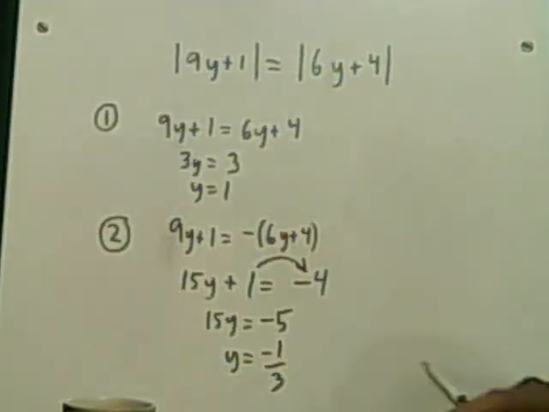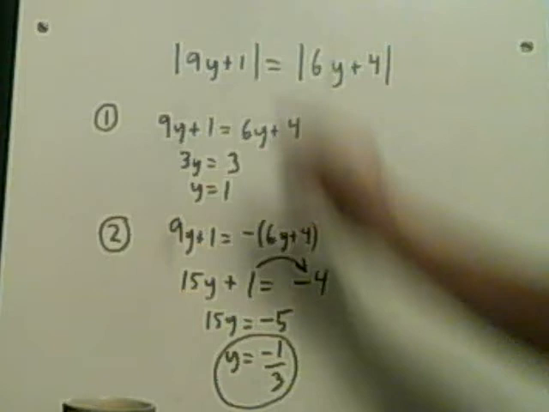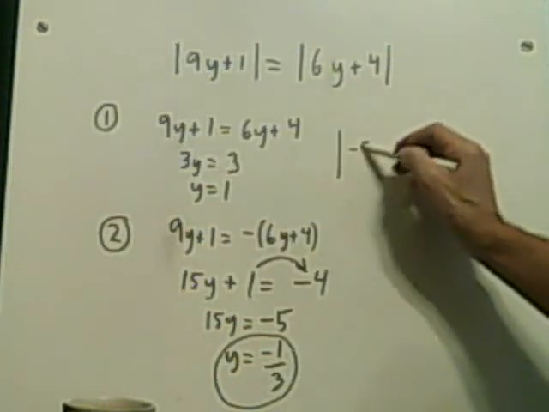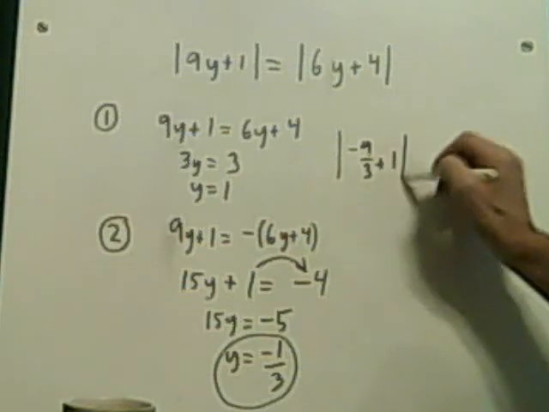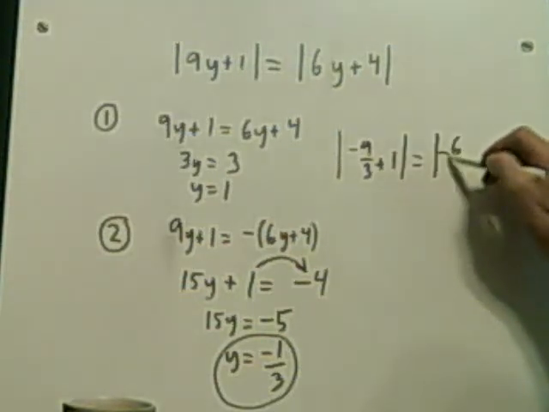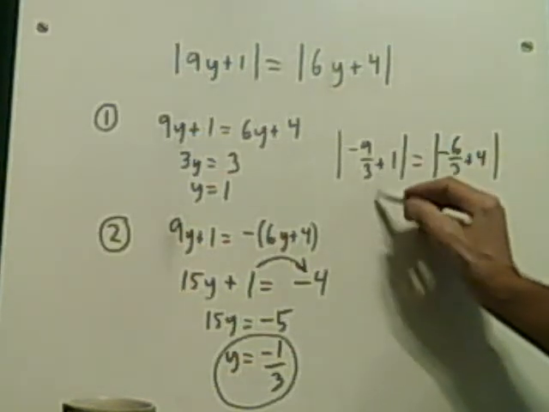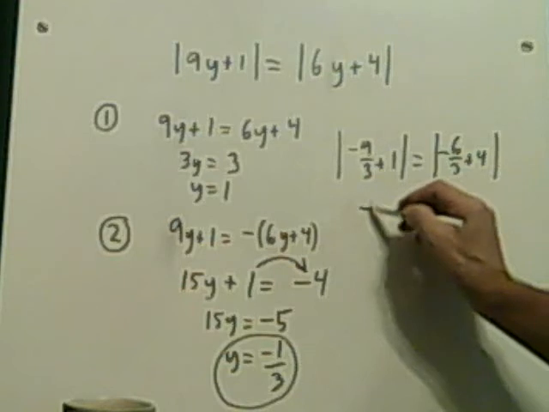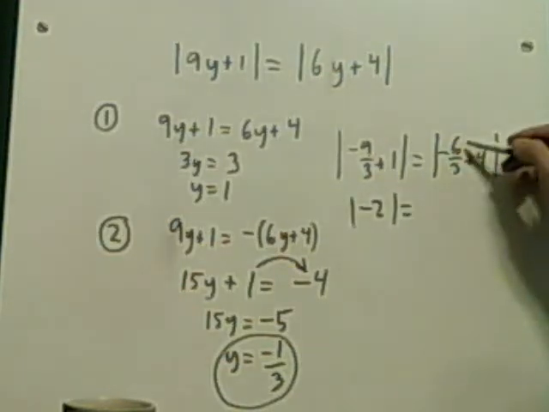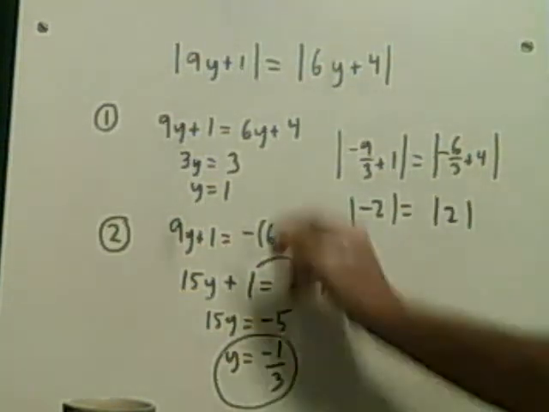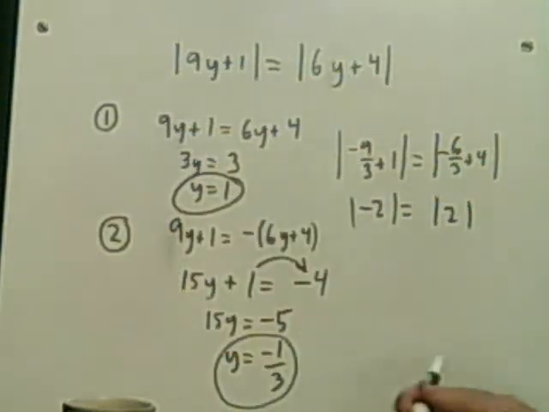Okay, and then to verify if this is the correct answer, I plug it in, and I get negative 9/3 plus 1 is equal to negative 6/3 plus 4. This is negative 3 plus 1 is negative 2. On this side, this is equal to negative 2 plus 4, or positive 2. So you can see this is also a solution. So this has two solutions, 1 and negative 3.